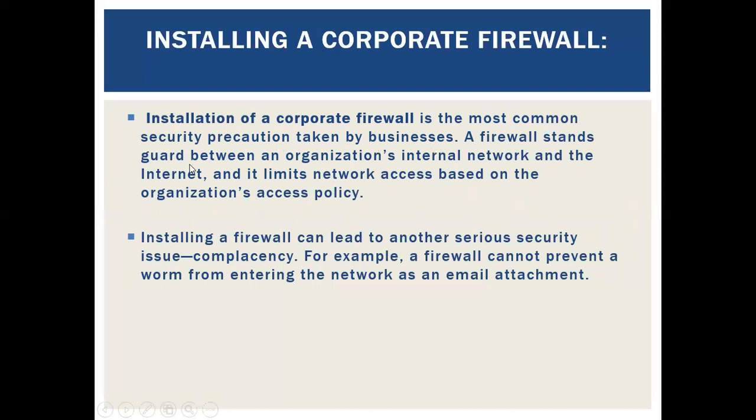A firewall stands guard between an organization's internal network and the internet, and it will limit network access based on the organization's access policy. How do they work? Basically, a firewall looks like a guard between the organization's internal network and the internet. When anything comes from the internet into the internal network of an organization, the firewall creates a wall that decides whether that traffic, that data, will come into the internal network of the company or not.